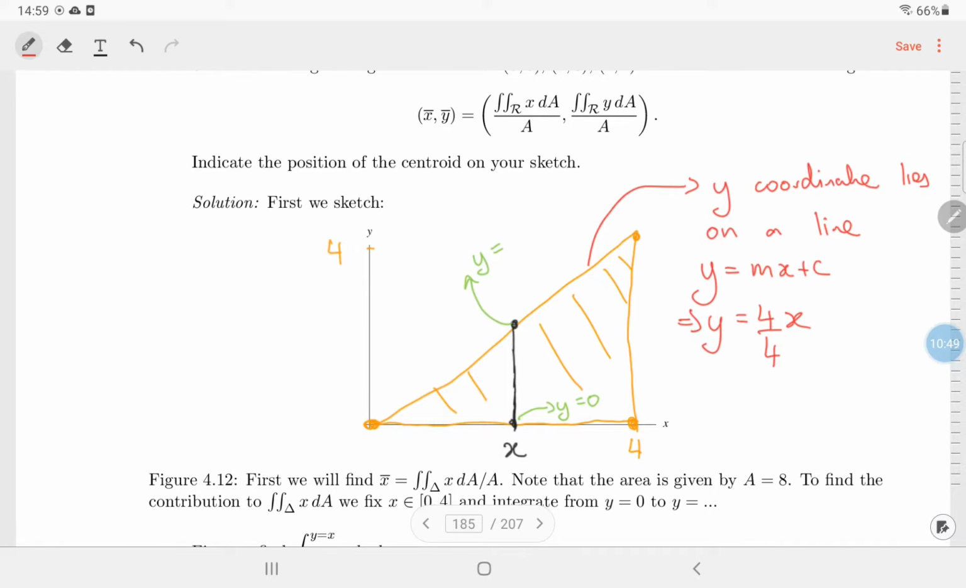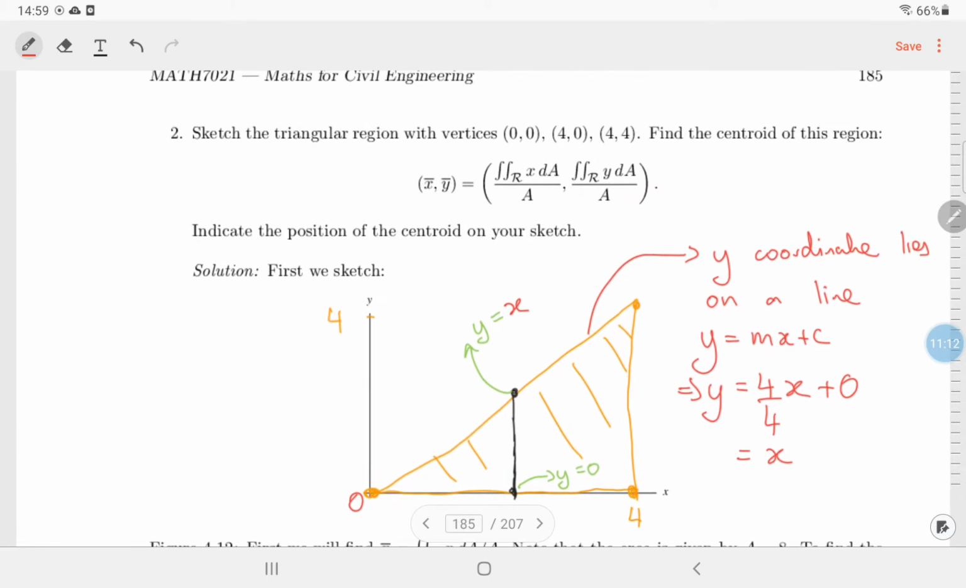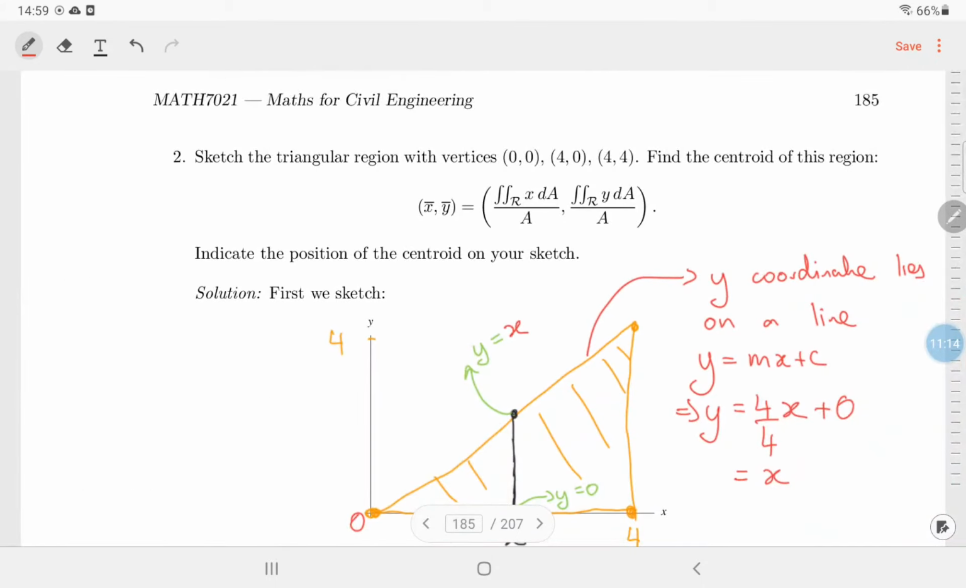And then the constant is where it cuts the y-axis, and sure, it cuts the y-axis at 0. So you get that the y coordinate is actually equal to the x coordinate. So at some fixed x between 0 and 4, the y coordinate above it is equal to x. So we're integrating from y equal to 0 to y equal to x. Now what we're adding up is x. So let's go at that.